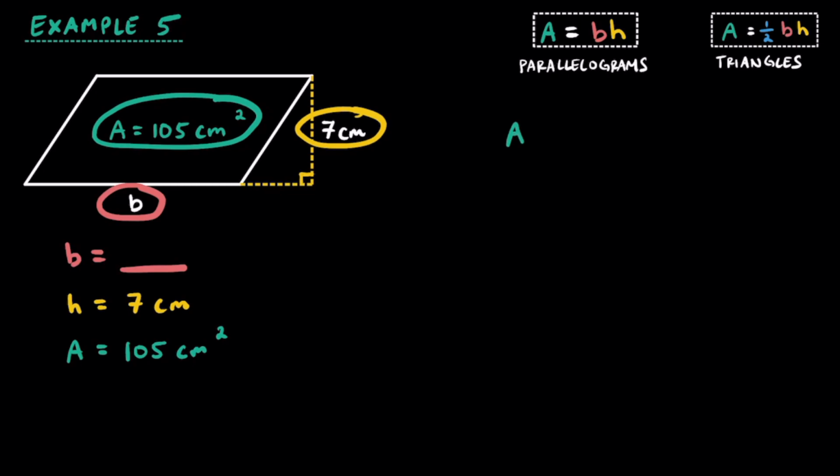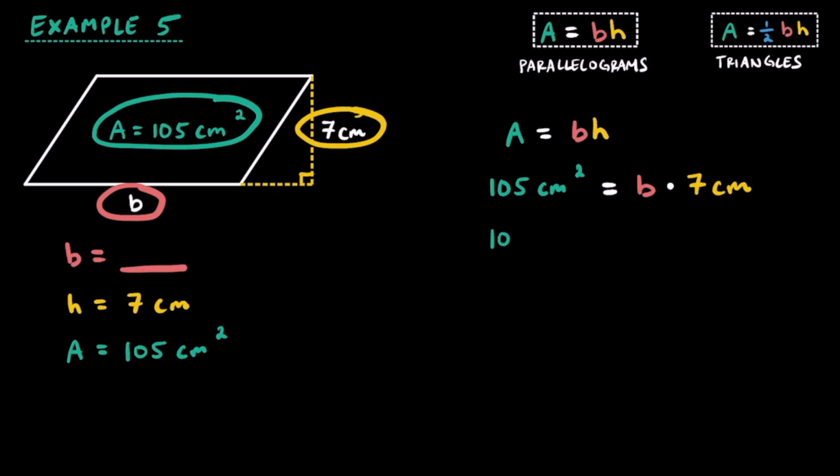We're still working with parallelograms here, so our formula is going to stay the same, saying A is equal to BH. And making some substitutions, we know A is going to be 105 centimeters squared. We're given that information in this problem. And it's going to be equal to the base, which we still don't know. It's going to be our unknown, and that's multiplied by the height. In this case, we know that's going to be 7 centimeters.